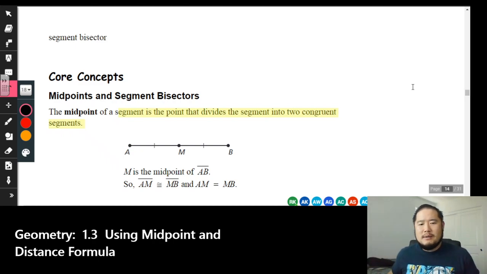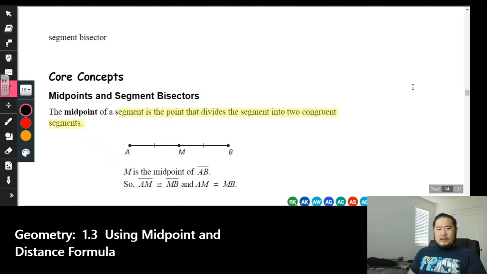The midpoint of a segment is the point that divides the segment into two congruent segments. Once again, if you recall, we talked about segments that are congruent. If I just look at this diagram, I know that AM right here happens to be congruent to BM. The reason being is because we have the little hash mark in between. So by knowing that these two segments are congruent, that tells me that point M happens to be in the middle, or what we call the midpoint. So M is the midpoint of segment AB, and then it says segment AM is congruent to segment MB.